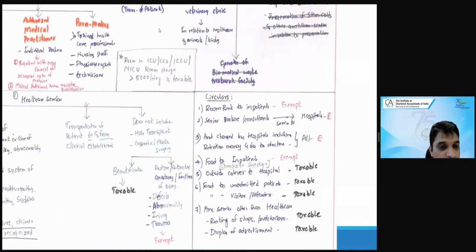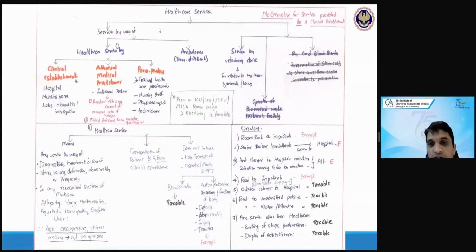Apart from this, one more circular says that if there is any abnormality, then for which you are doing any IVF, that is also covered under healthcare service. This is a very important circular which has come in, which says that any abnormality or ailment of infertility treated as an ART procedure, such as IVF, is covered under healthcare services. When the hospital canteen provides food for doctors and outpatients, it is taxable, correct? To doctors and outpatients, they are all taxable.